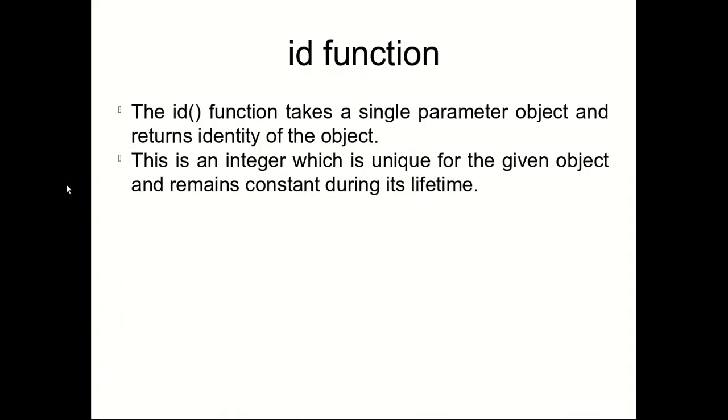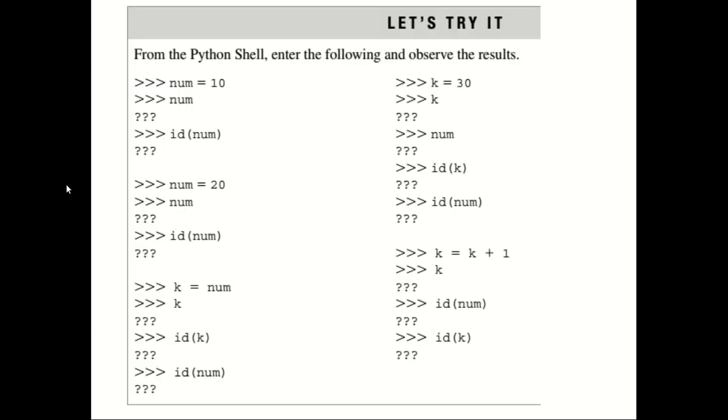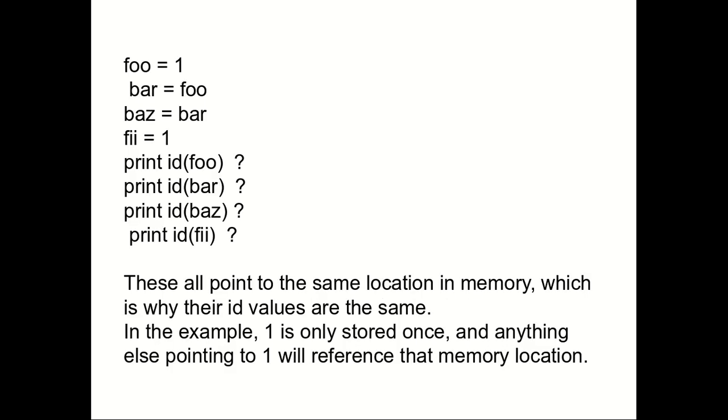So that is the use of the id function, to know the unique id of a given value. Here is an example given as an exercise. You can try it to know more about how id works. We can say that a value is stored only once, and anything else pointing to it is a reference to that particular memory location. A new location is not created every time a variable holds the same value. So Python does not store duplicate values in memory; it stores a value exactly once and refers to it multiple times.